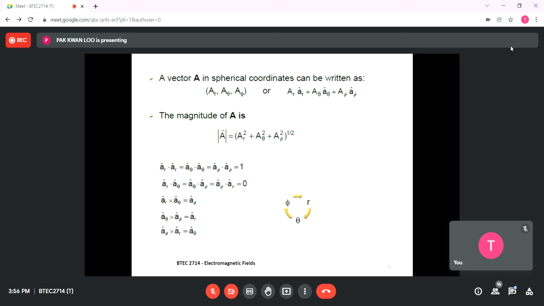So if a vector A is expressed in terms of spherical components, corresponding to A r, A theta, and A phi, the magnitude of vector A is, same as in Cartesian, the square root of each component squared: A r squared, A theta squared, A phi squared. And the dot product between the same unit vector is always 1, and between perpendicular vectors is always 0. So the unit vector, let's say this is my xyz.